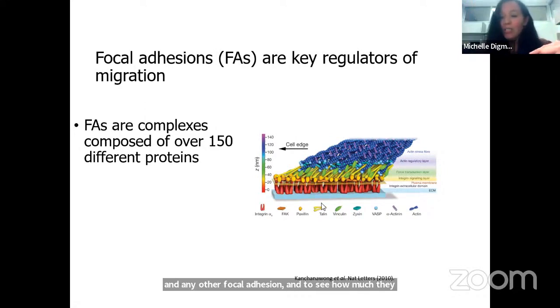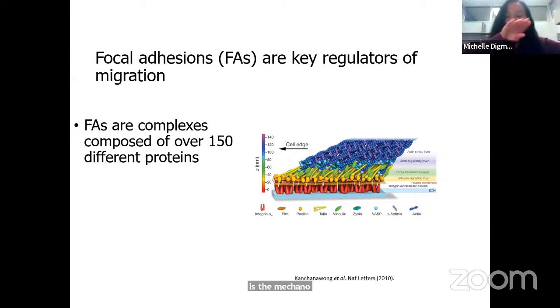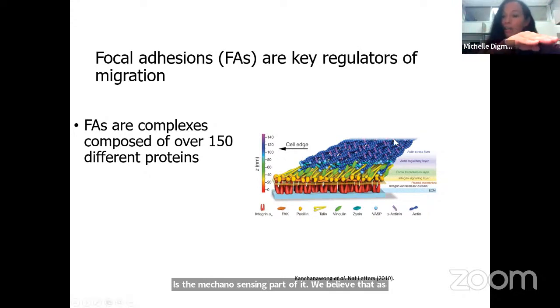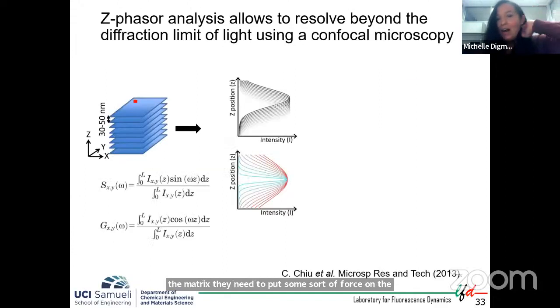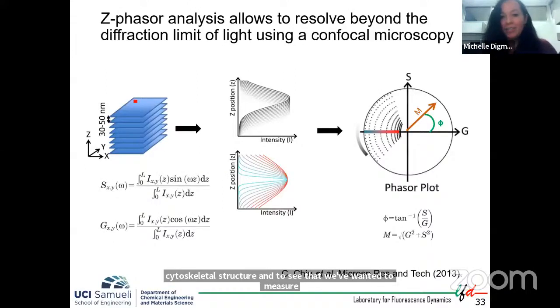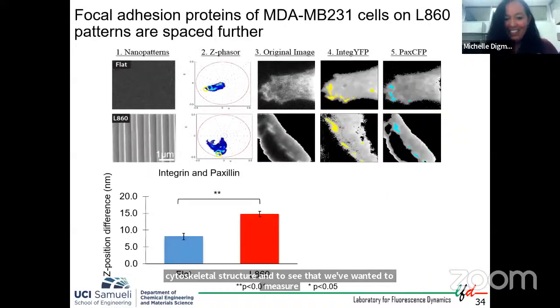And this is really important because as cells are pulling, now this is the mechano-sensing part of it, we believe that as cells have to attach, and they're going to migrate forward, or they're going to invade through the matrix, they need to put some sort of force on the cytoskeletal structure. And to see that, we've wanted to measure the distance between these focal adhesions. Okay, and I am going to stop, really, I'm going to stop.